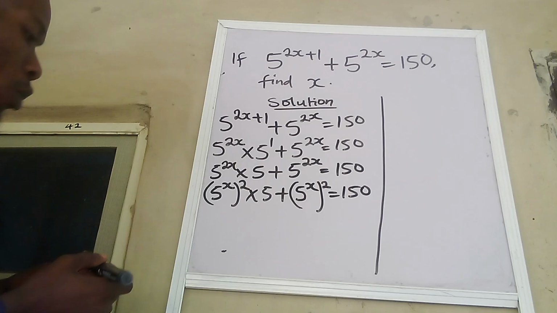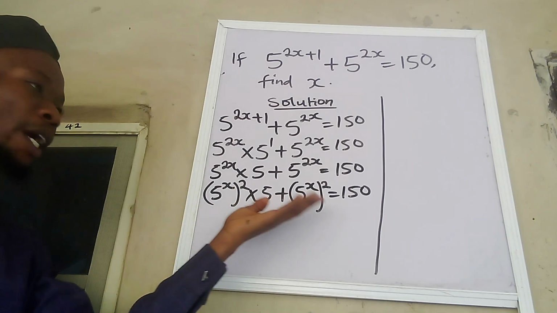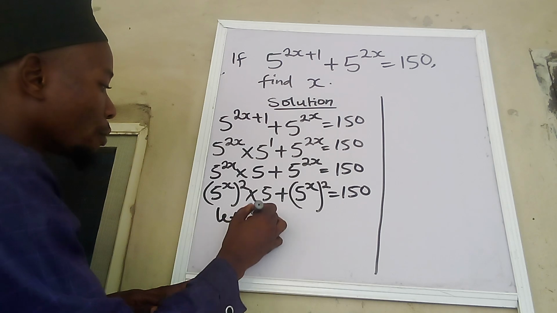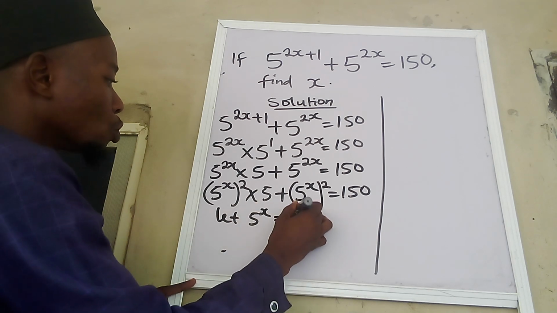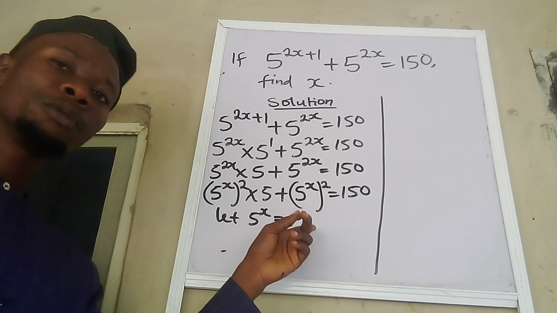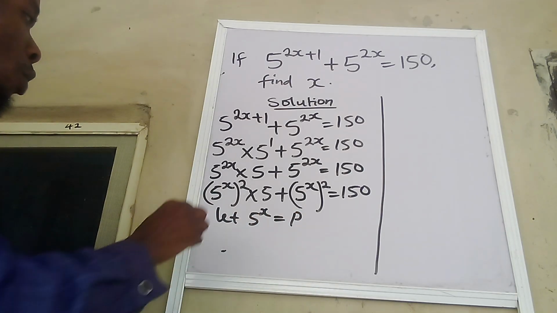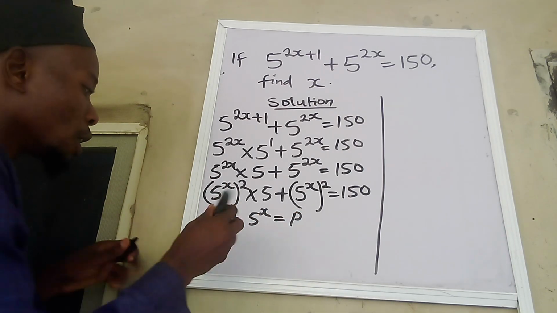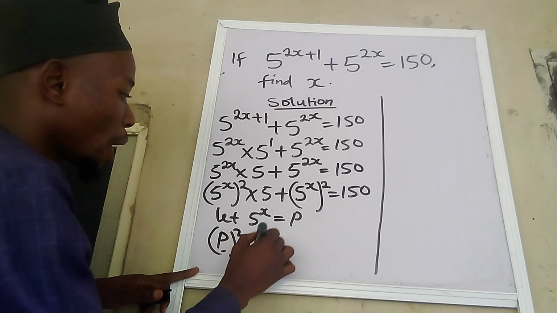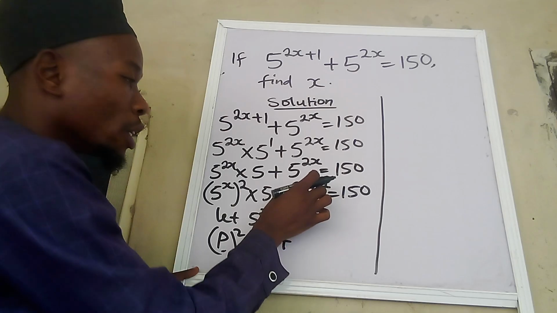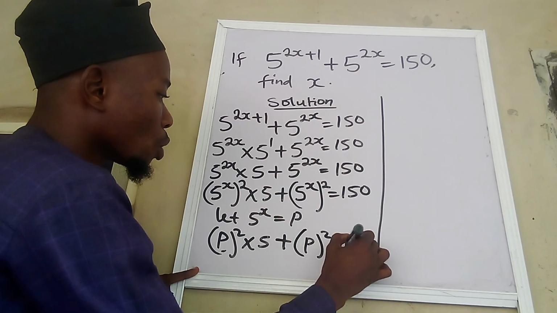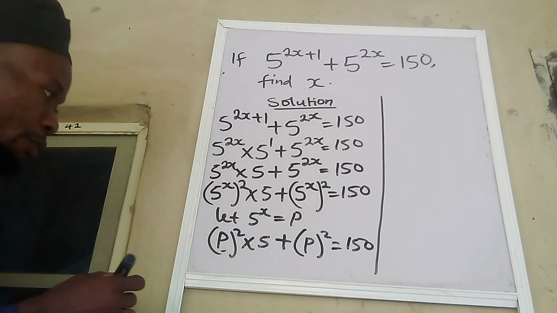Yes. So if you look at what is inside the bracket, 5 raised to power x, we can say let 5 raised to power x be equal to p. So wherever we come across 5 raised to power x, we replace it with p. So this is p, bracket squared, multiplied by 5, then plus, this is 5 raised to power x, which is p, raised to power 2, is equal to 150.